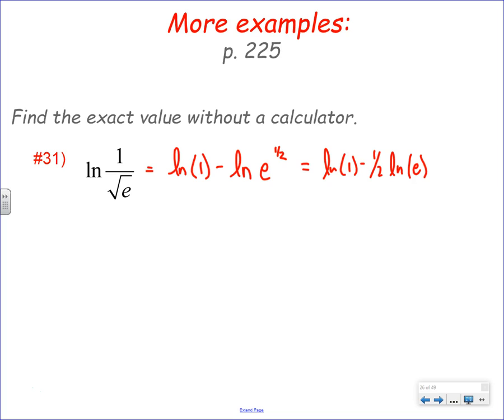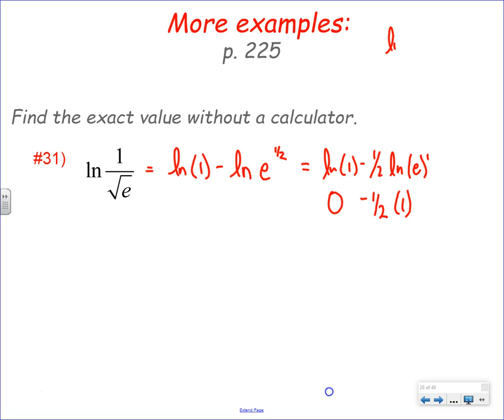Isn't ln of e the same thing as log base e of e? There's a property for that. What happens if we have log base a of a to the 1? They cancel, they undo, and all that's left is the power, which would just be 1. In question, any base to what power is always 1? Any log of 1 is always 0.